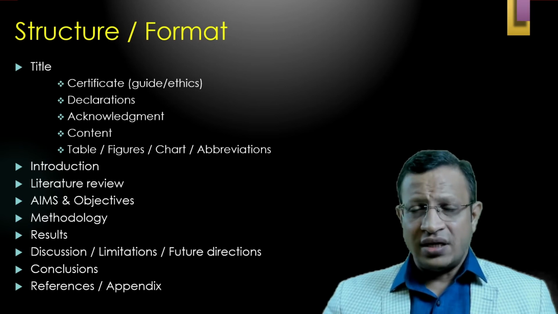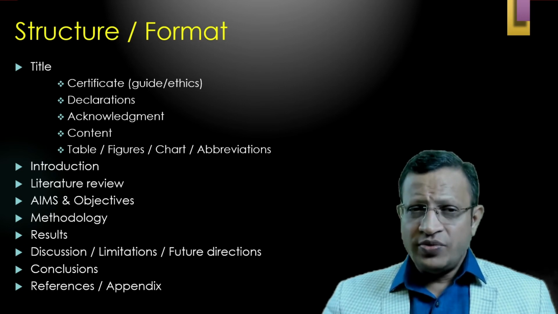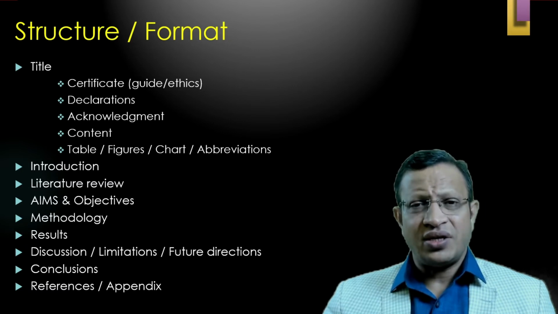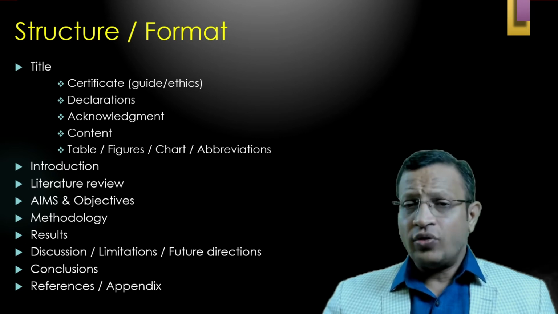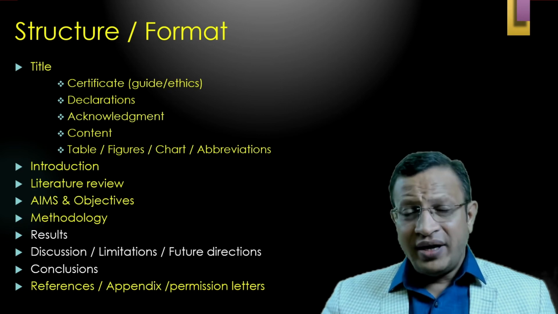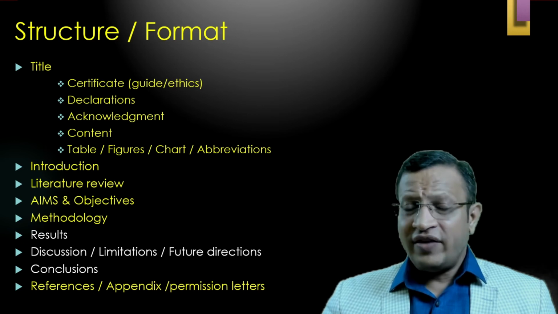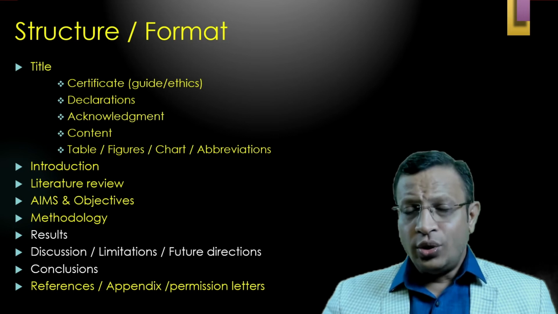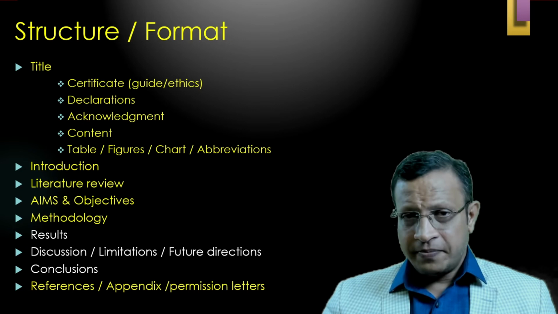That is title, certificate, declaration, acknowledgement, contents, tables, figures, and then the introduction, review of literature, aims and objectives, methodology, results, discussion, limitations, future direction, conclusion, and references. Of course, appendix. But however, these are the things which can be done when you are doing data collection. During the data collection, you can finish this and send it to your friends, colleagues to do the review, that is proofreading. And even once they have done it, you can give it to the guide.